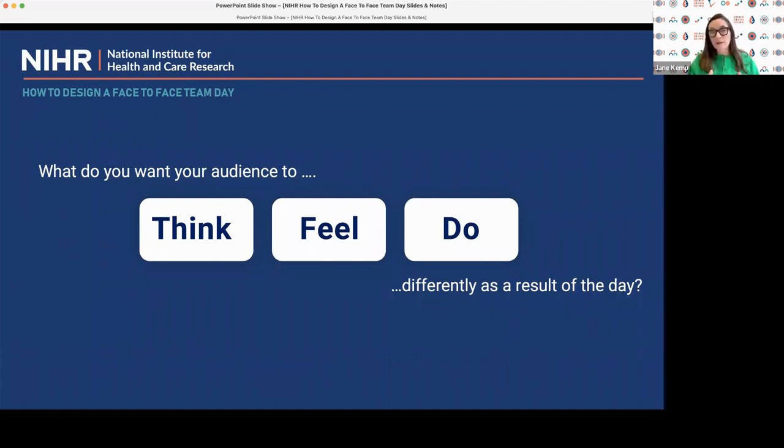So it's a really good place to start. What do I want to be different at the end of the day? What do I want people to think, feel, and do as a result of this intervention? So we've thought about why. We thought about why are we doing this? What do I want to be different as a result of doing this?